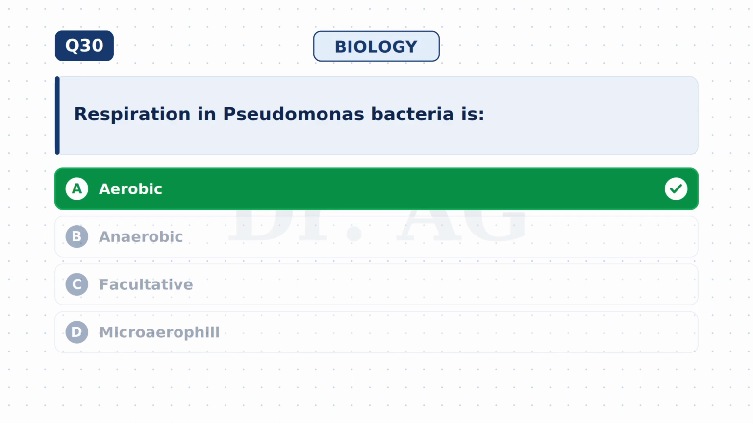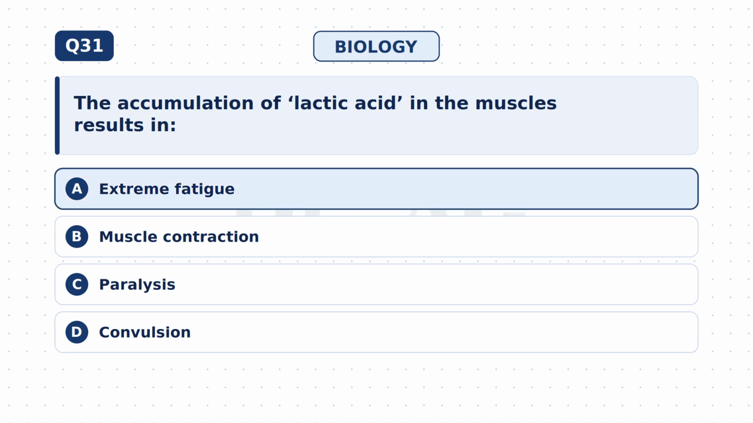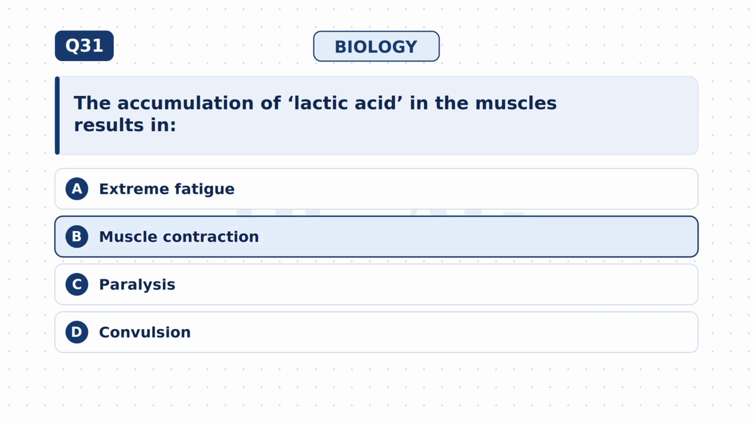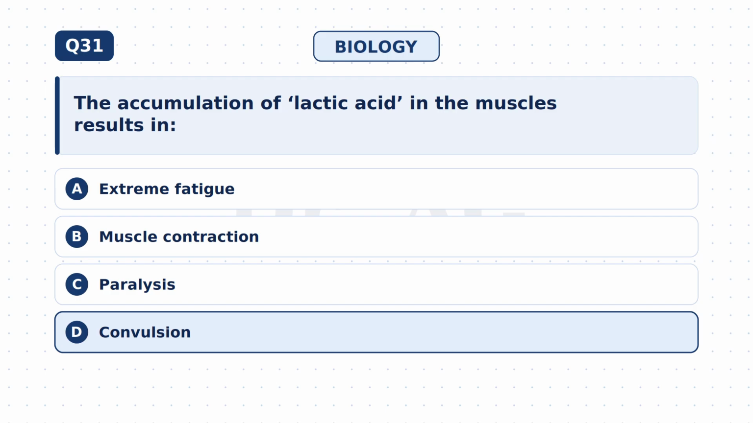The correct answer is A. Aerobic. Question 31. The accumulation of lactic acid in the muscles results in: Option A, extreme fatigue. Option B, muscle contraction. Option C, paralysis. Option D, convulsion.